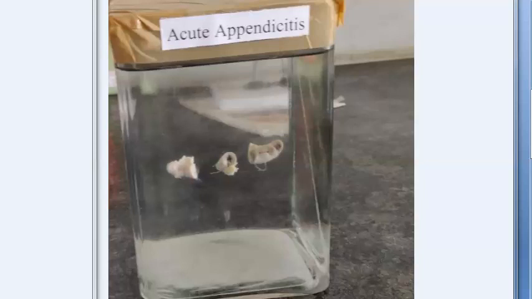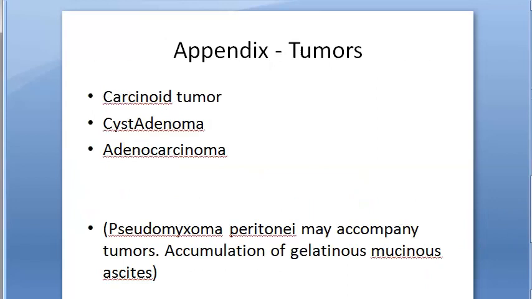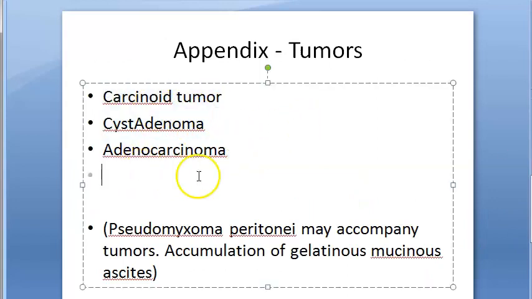Now, when you go to tumor, they will ask you what are the tumors of appendix. Those you should know. So you can have adenocarcinoma. What were the tumors, guys? Carcinoid tumor, adenocarcinoma, pseudomyxoma peritonei. Then you will utter this word pseudomyxoma peritonei. They'll ask you what it is. So you should know all that.